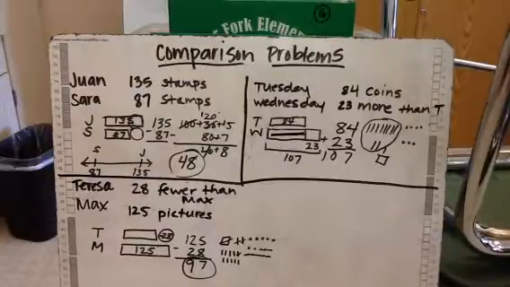So go ahead and use comparison bars when you're setting up your problem, and then always go back and think if what you figured out is reasonable. Does it make sense? And that's always a good indicator. If you get something that doesn't make sense, you need to try a different strategy.